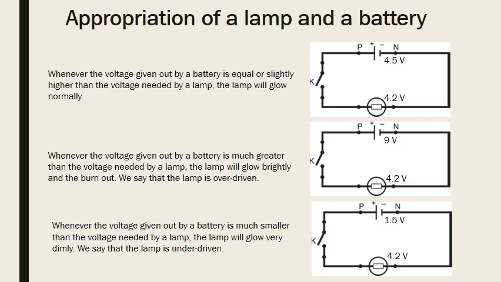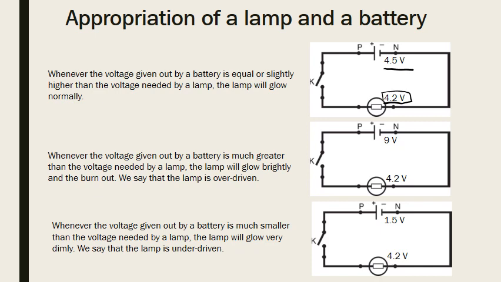So then we look at the relationship between the battery and the lamp. Whenever the voltage given out by a battery is equal, or slightly higher or even slightly lower than the voltage needed by the lamp, the lamp will glow normally. So for example here we've got 4.5. So the battery is 4.5 volts, while the lamp uses 4.2 volts. The lamp will glow normally.